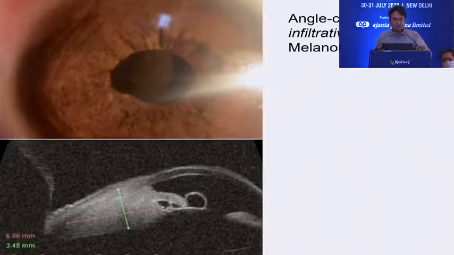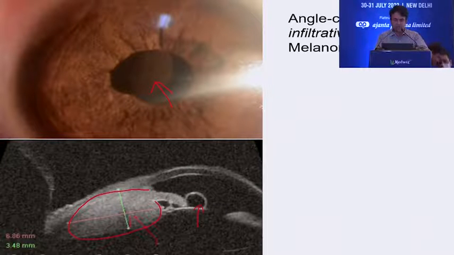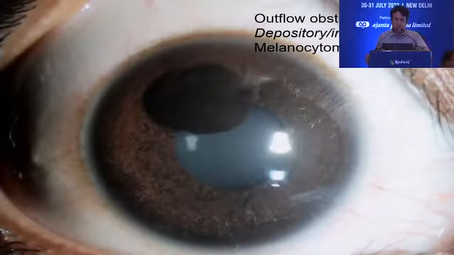Another example is an infiltrative angle closure glaucoma. This looks like a cyst from the front, but do not miss this solid lesion. That is a cyst, that's the solid lesion, and that happened to be a melanoma infiltrating the anterior chamber angle, thus causing glaucoma.